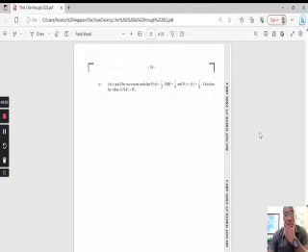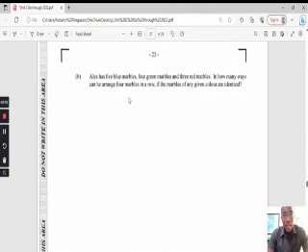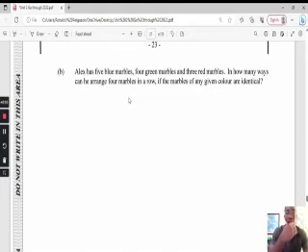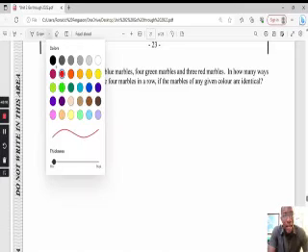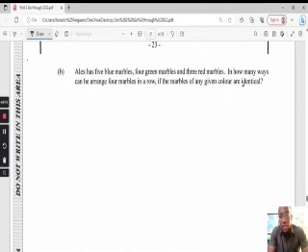So this part now. This says Alex has 5 blue marbles, 4 green marbles, and 3 red marbles. In how many ways can he arrange 4 marbles in a row if the marbles of any color are identical, all identical? So if they're all identical, then there are many different ways. You want to arrange 4 marbles, right? So we want all the colors to be the same.